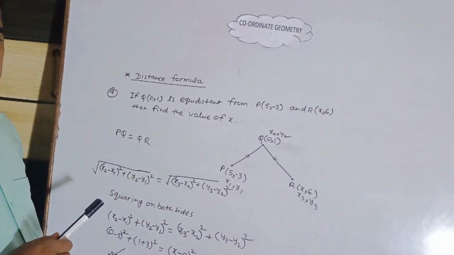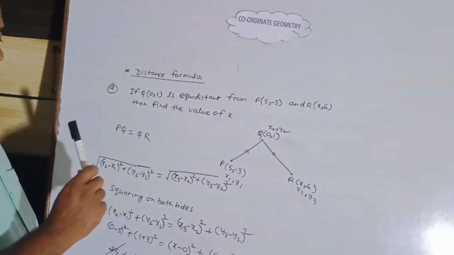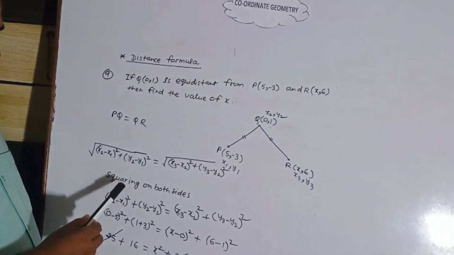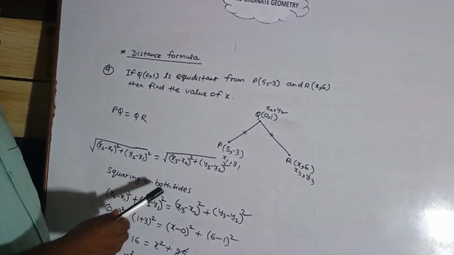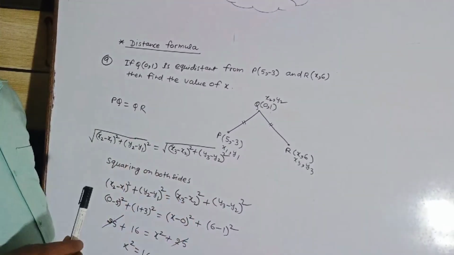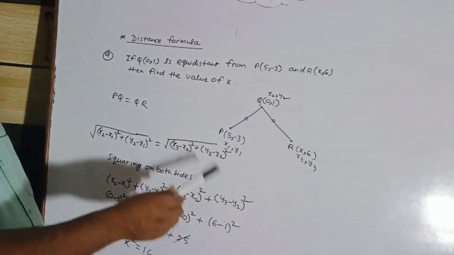Squaring on both the sides, we will remove the square root from both the sides. (x2 minus x1) whole square plus (y2 minus y1) whole square equals (x3 minus x2) whole square plus (y3 minus y2) whole square. Now we'll put all the values.